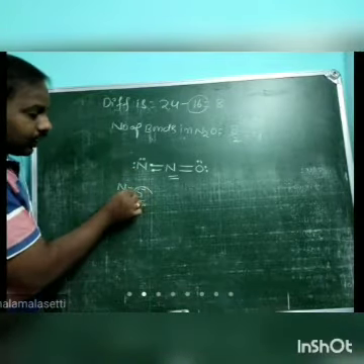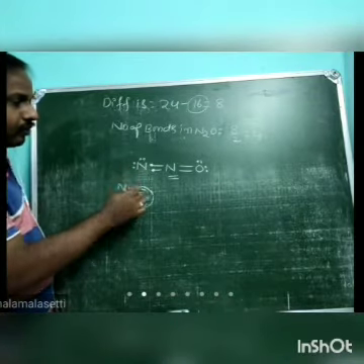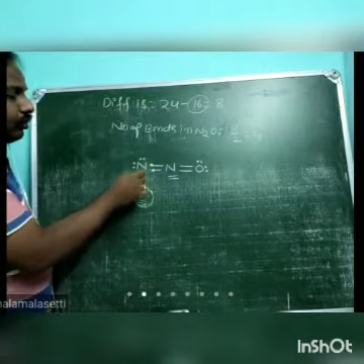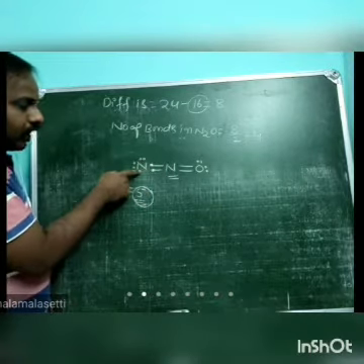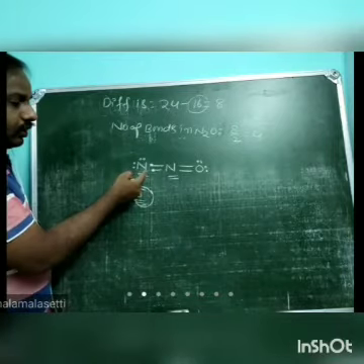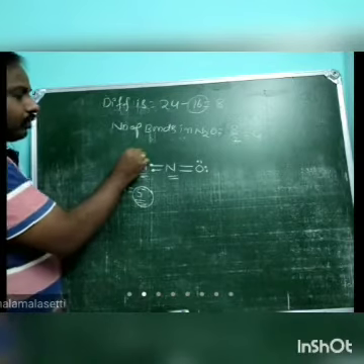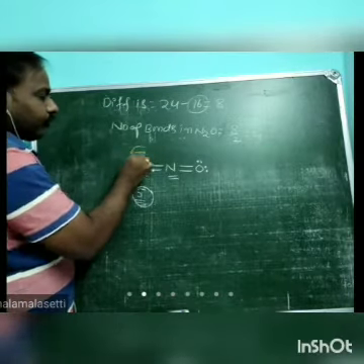But actually, nitrogen valency is 5. It means that nitrogen contains only 5 electrons. But in this molecule, during the formation of the bonding, the total number of electrons for the nitrogen is 6. So it has 1 more electron. If it has 1 more electron, then the charge is 1 unit negative.